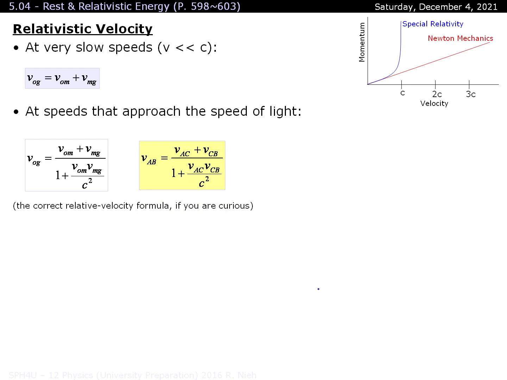It looks crazy, but don't worry about it. It's highlighted in yellow just to emphasize that yes, there is a correct formula for what you're supposed to do with velocity. If you're near the speed of light, you have to use this formula over here. But if you're traveling at speeds that you can only accomplish here on Earth, physically yourself, then you can stick with the simplified formula.